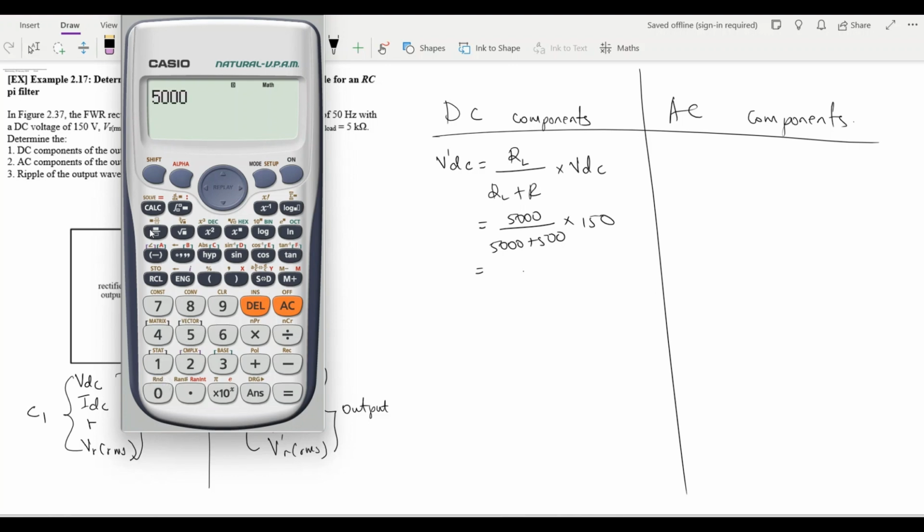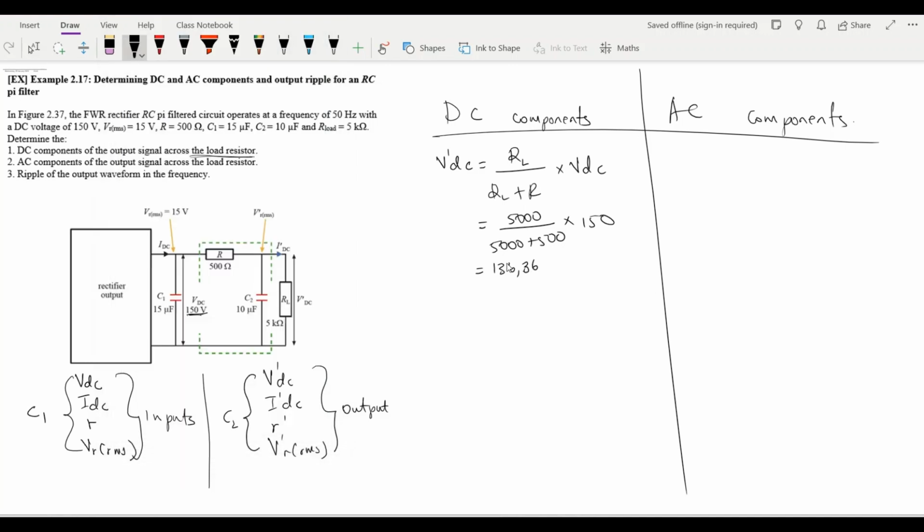Now, this is 5,500 multiplied by 150, and we get 136.364 volts. Now, what are the AC components?